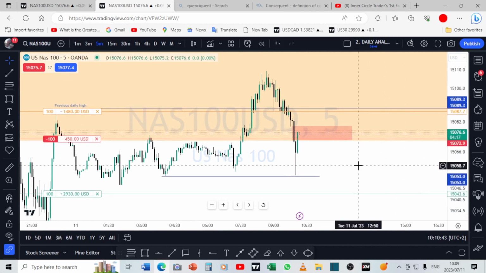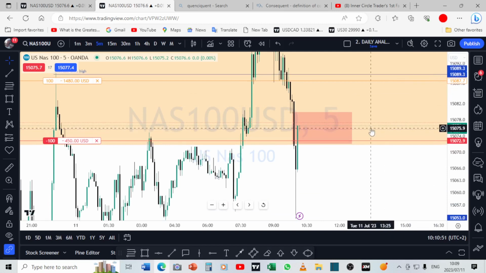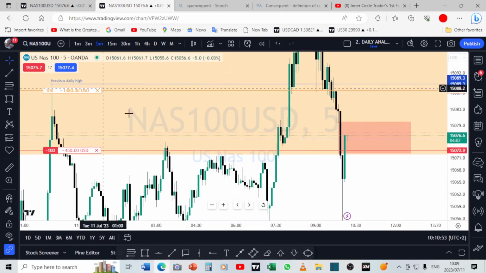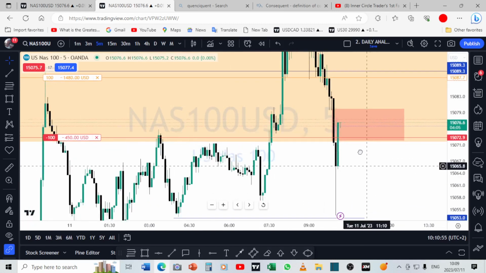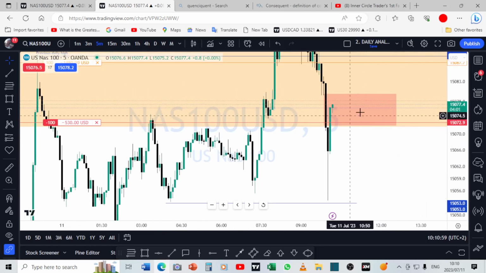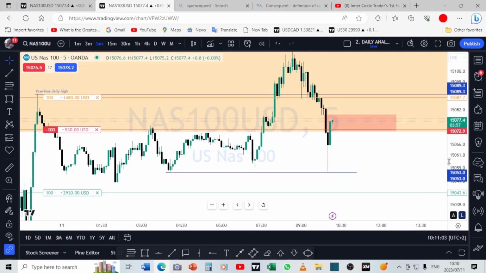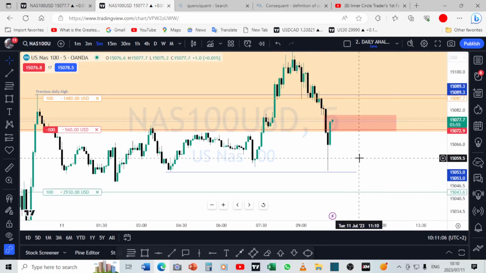Guys, everyone is encouraged to use their demo money because this is risky. There's a risk being taken here, but if you are using an account like mine, no worries because it's just the demo money. So we want to see price respecting this area. After the respect of that area, then we can move on to the next level.